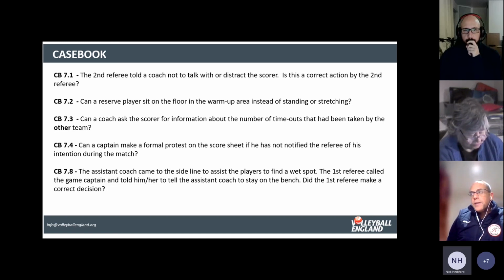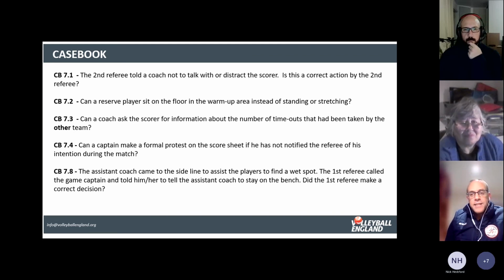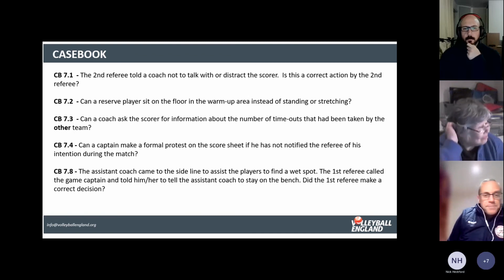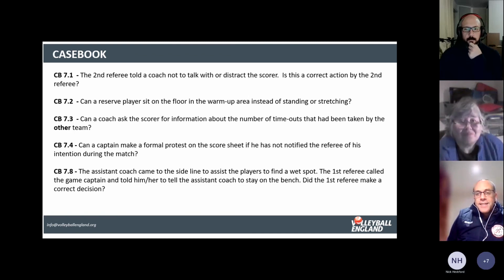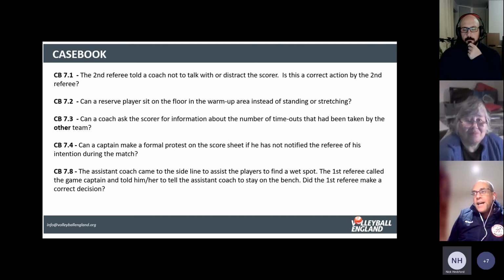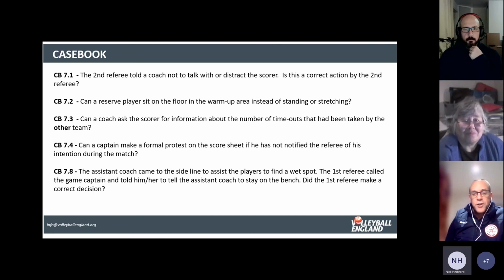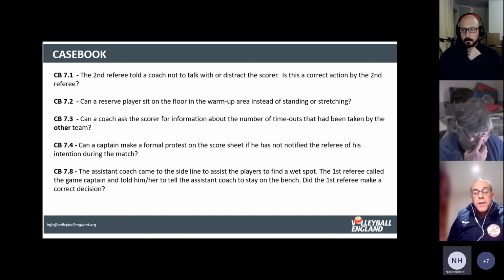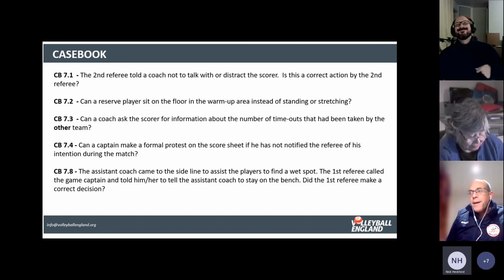Quick one on the warm-up area. Can a reserve player sit on the floor in the warm-up area instead of standing or stretching? Simple yes or no, I think, is all that's required on this one. Yes, absolutely, they can. They just sit on the floor and stretch if they want to. If they want to take up a load of space by sitting on the floor when there's a load of other players trying to get in the warm-up area, that's entirely up to them.